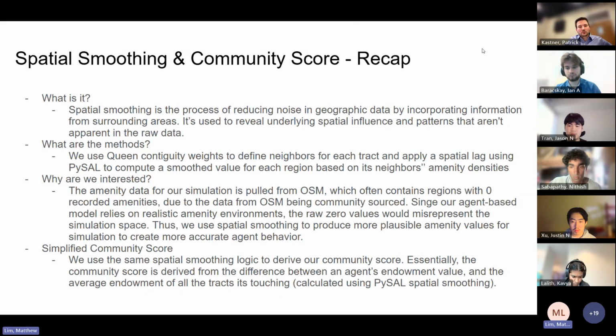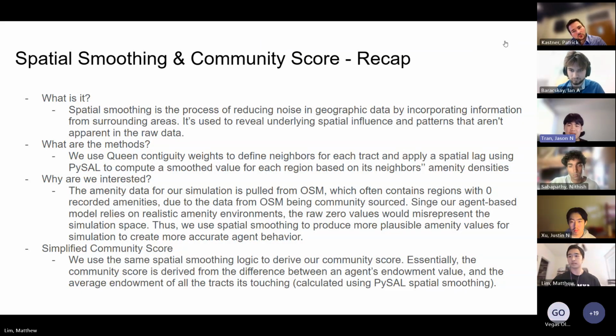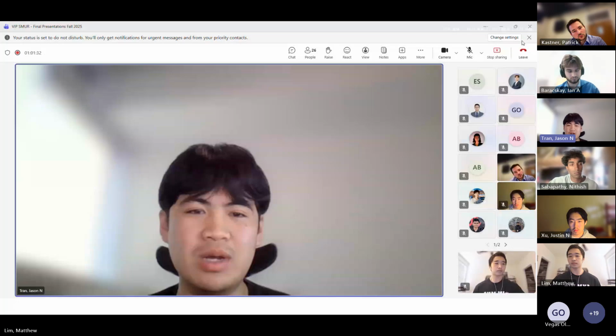And I'll hand it off to Jason for details on the implementation. Yeah, so one of the things that we worked on this semester is spatial smoothing and updating our community score. So essentially, spatial smoothing is the process of reducing the geographic noise by incorporating information from surrounding areas.